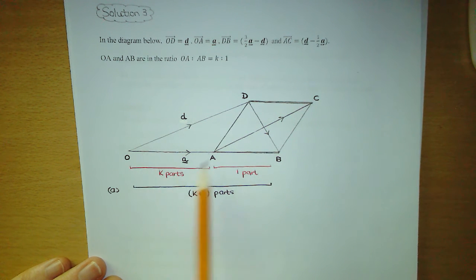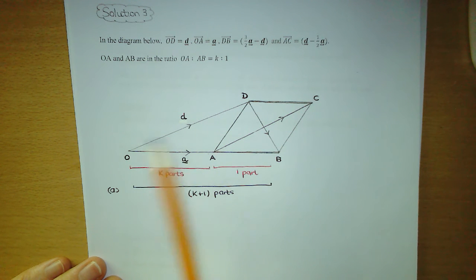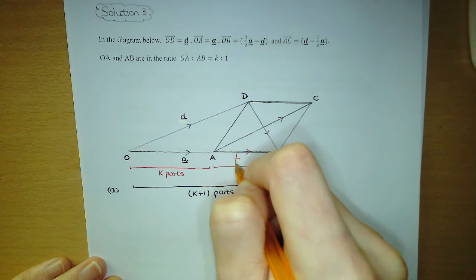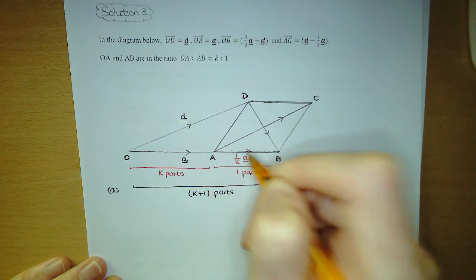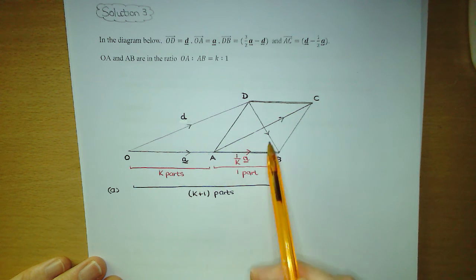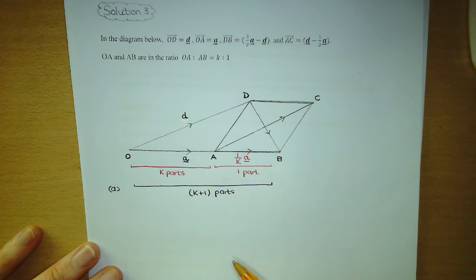Because we know the vector that represents OA, and we know that OA is k times bigger than AB, well, that means that AB is k times smaller than OA. So if OA is vector a, then AB is going to be vector 1 over k times a. It's k times smaller, so you divide by k. Okay, that's quite tricky. So this length is k times the size of this one. So that means this length is k times smaller, so you divide by k. So it's 1 over k a. So that's the important bit in the question.